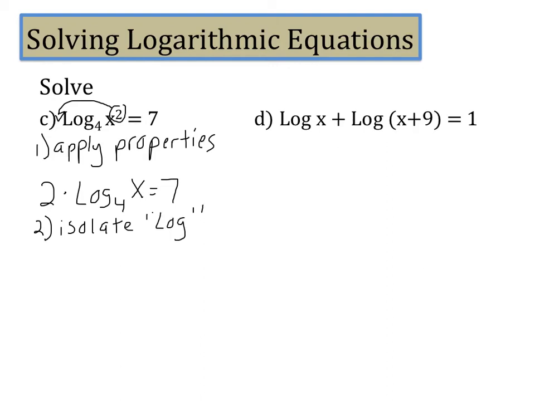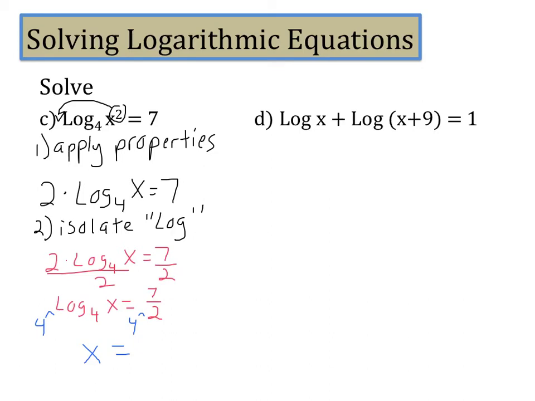So I'll do that by dividing both sides by 2. I'm going to have 2 times log base 4 of x equals 7, and I'm going to divide both sides by 2. When I do that, I have log base 4 of x equals 7 over 2. And now that the log is isolated, I want to exponentiate both sides. So I'm going to exponentiate both sides by 4. And then this goes away. I'm left with x equals 128.